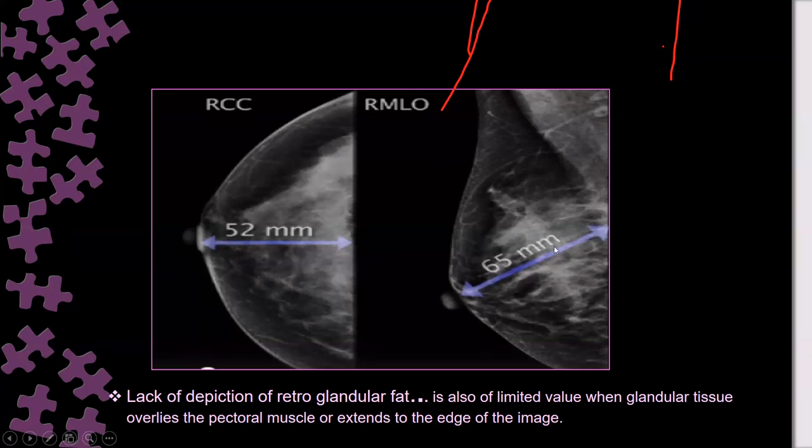And even this one, in this case, I consider it is not optimum. I suspect the MLO, though it is match, because I could not see retromammary fat. I could still see a lot of parenchyma projecting here. I could not see the end of the pectoralis, and it seemed to be a little bit higher than the posterior nipple line. The posterior inferior breast is cut and no inframammary fold. So from the beginning, though it looks match, it has to be repeated.